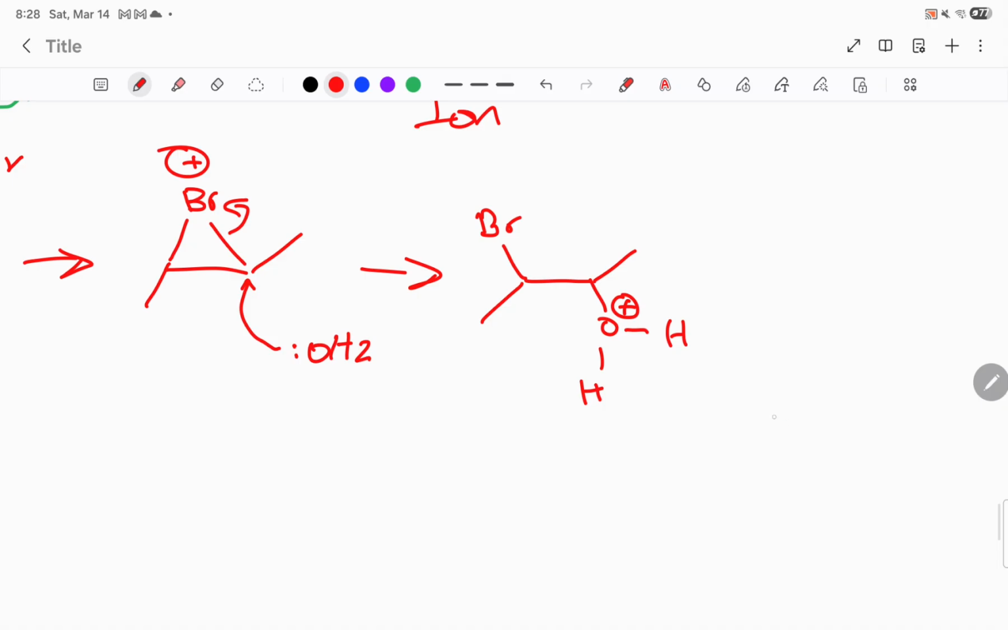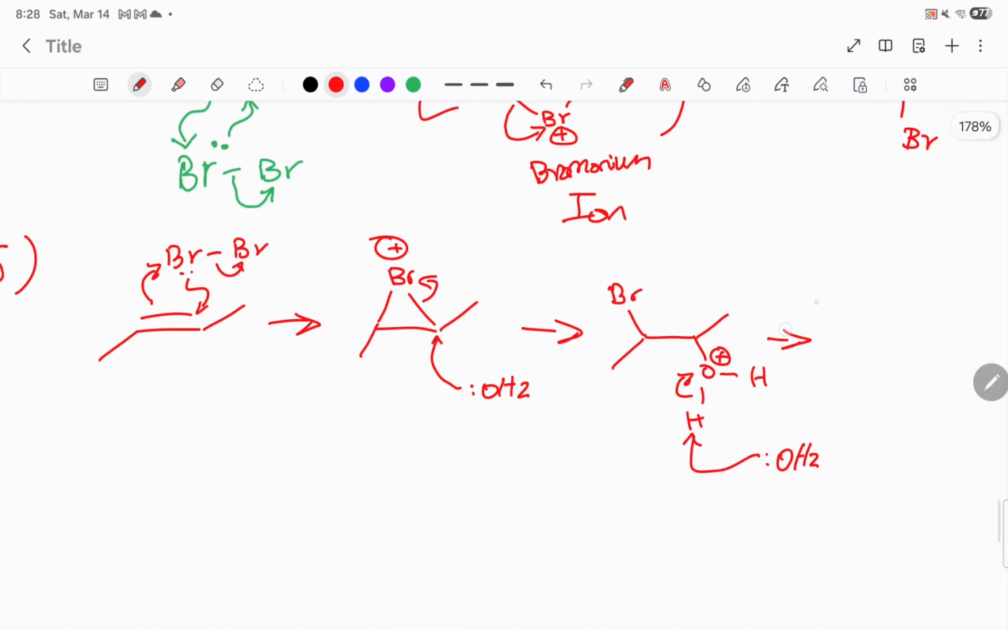Another water molecule from this reaction will come and get rid of a proton. It will deprotonate, okay? So watch. OH2 will come and grab this, and we will get rid of that. And now we will have our final product, which is a Br and an OH. This is my halohydrin, okay? My halohydrin product. Amazing, amazing.